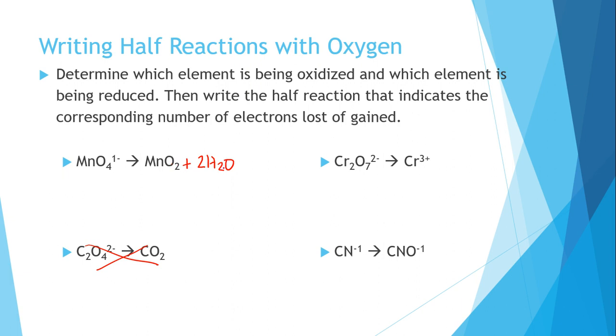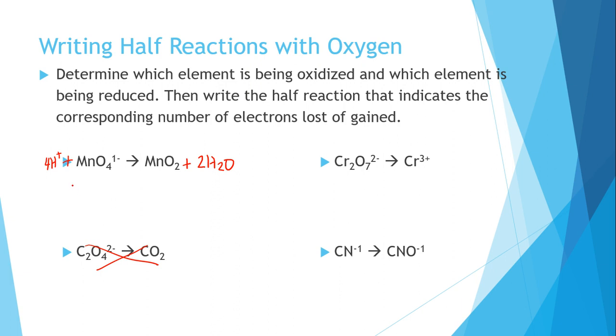So I have 2, 4 oxygen, 4 oxygen. Beautiful. Then what we're going to do is we need to balance our hydrogen that we introduced. So here I have 4 hydrogen, so I'm going to introduce 4 H plus ions over here.